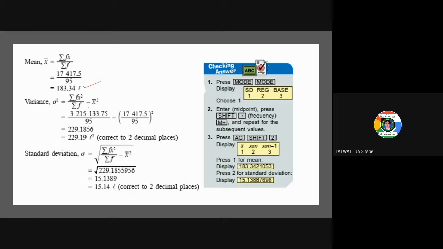The same thing goes for variance and standard deviation. Everything is in the table already. For example, this fx square value can be obtained from the table.